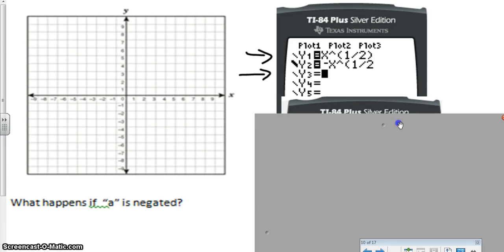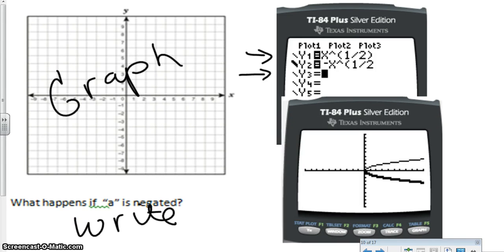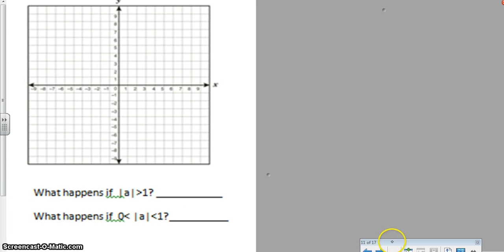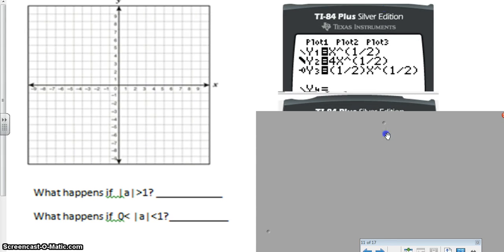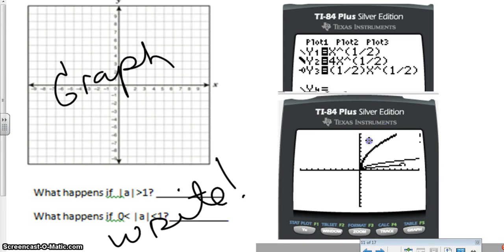And you know what to do after this. Don't forget, you're going to have to pause the video to graph and to write what happens. And hopefully yours also looks like this. Okay, what about if we change A? Go ahead, pause the video, but make sure that you graph and write the information that you need to. And hopefully yours looks like this. Notice that it stretches and then, that's right, shrinks.